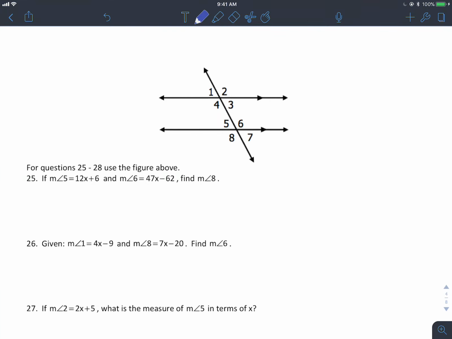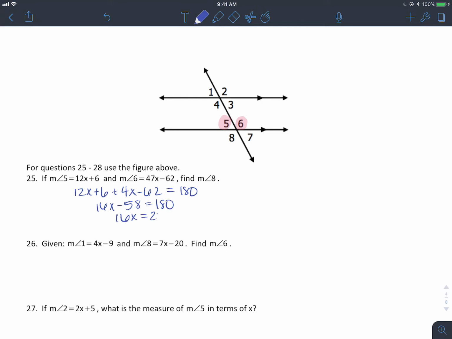All right, for these questions below, we are going to use that picture up top. It says angle 5 is 12x plus 6, and angle 6 is 47x minus 62. They are wanting us to use this information to solve for the measure of angle 8. So 5 and 6 are a linear pair, so these two values are going to add up to equal 180.